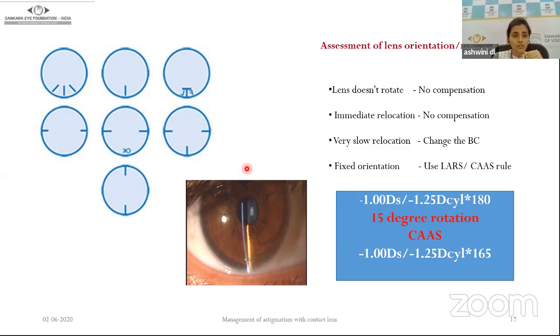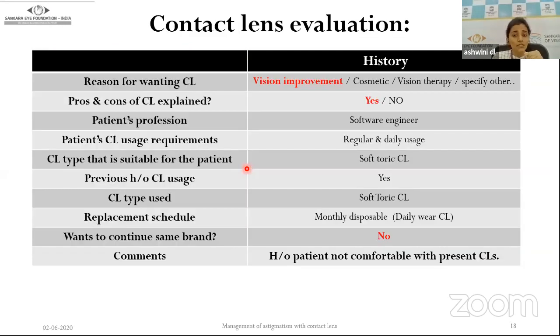Moving back to the case where we had a final prescription, based on the evidence and the conditions in the patient's prescription and also the patient's priority, we went on to choose a soft toric contact lens. And when we took a brief history, the patient wanted a contact lens for vision improvement.